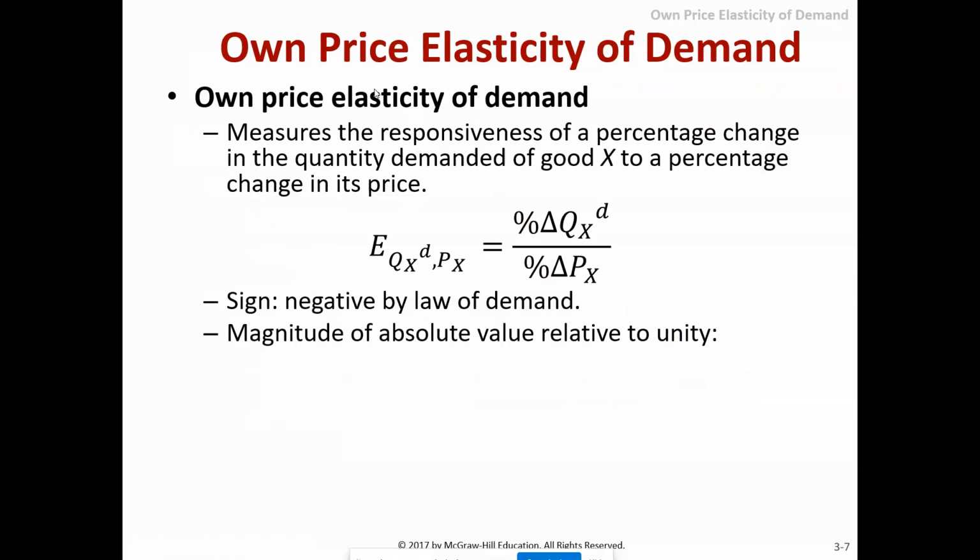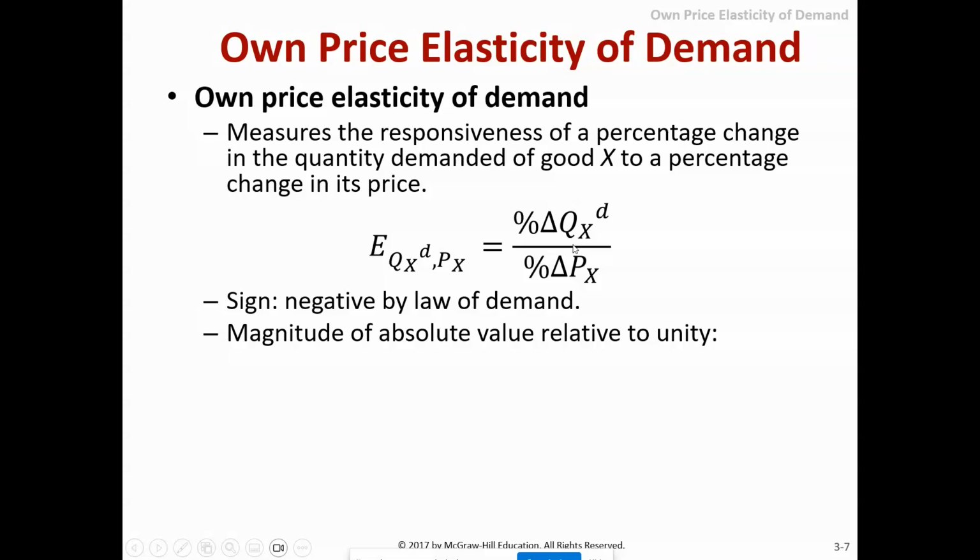The most important and first elasticity we learn is the own price elasticity of demand. It measures the responsiveness of the percentage change in quantity demanded to the percentage change in the price of the product. Generally speaking, the sign is negative, because when the price is more expensive, not many people can afford it and quantity demanded decreases. When price decreases, people purchase more.